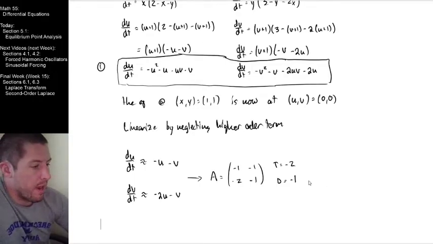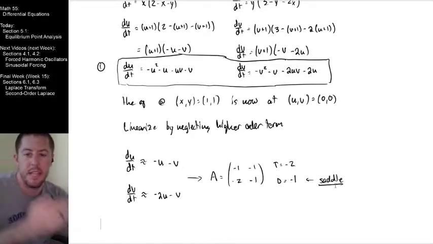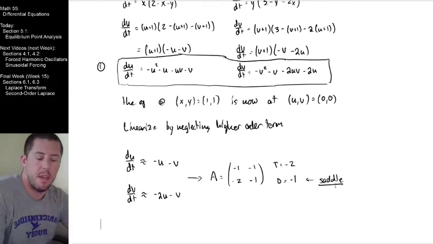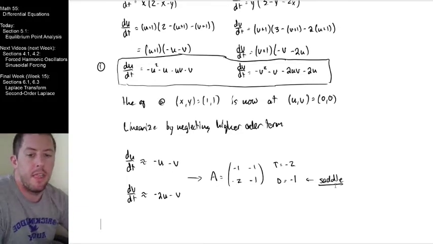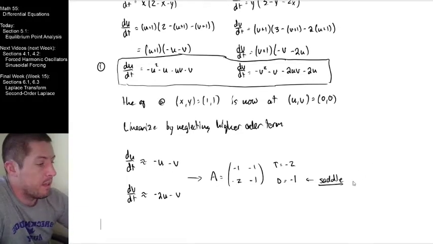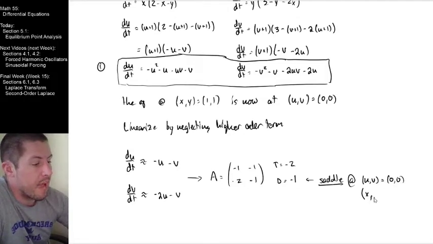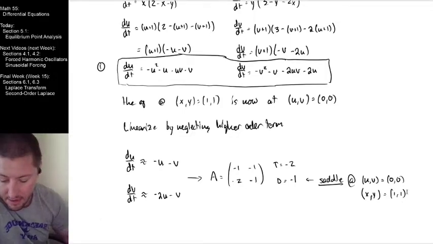And so right away, I can see that we're going to get a saddle because we have a negative determinant. Anytime the determinant is negative, we're on the bottom half of the trace-determinant plane, and therefore we should have a saddle at u,v equals 0,0. That should be telling us we have a saddle at x,y equal to 1,1. That's the thing I'm trying to take away from this.